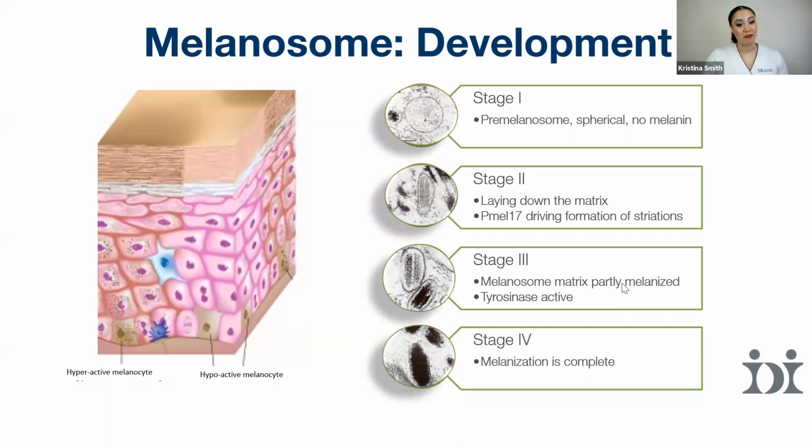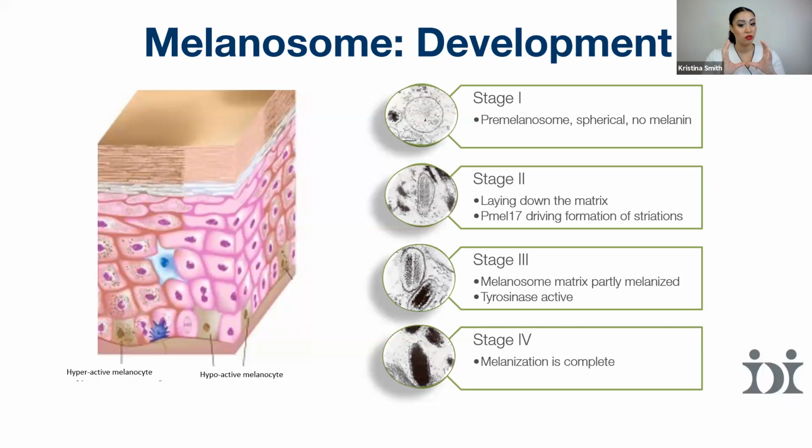It's a eumelanosome because remember, darker, oblong, packed to the edge. So let's talk about how this all happened. When we create melanosomes, stage 1 is almost like building the framing of a house. If you look at the image in the circle, it's really just a pre-melanosome.